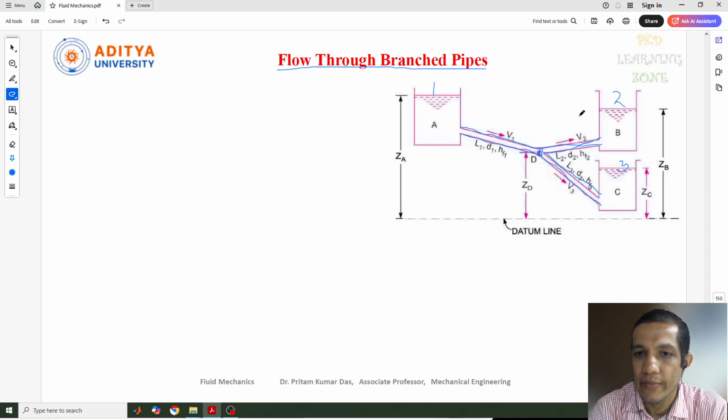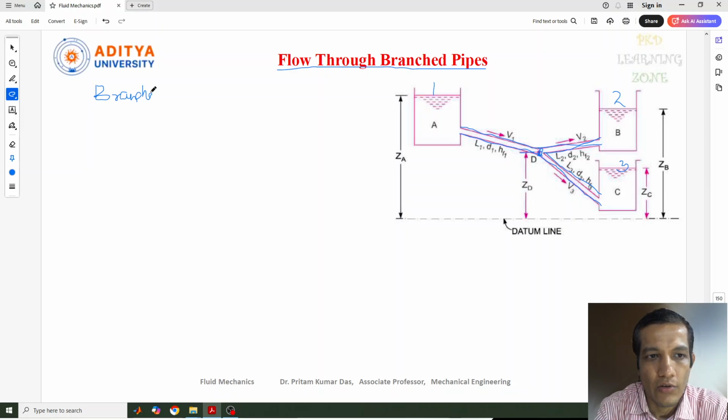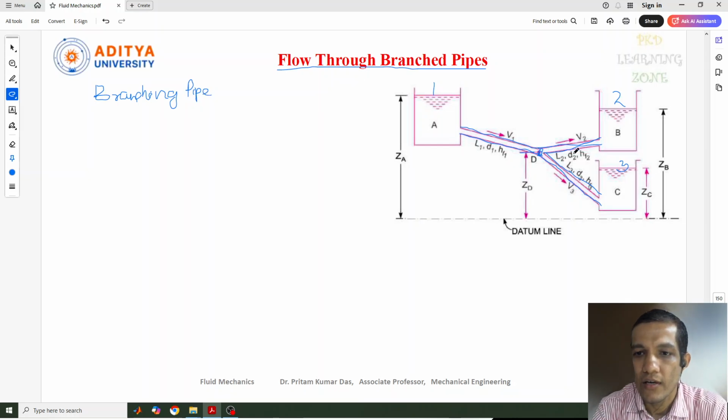Then the system is called a branching of pipe system. When multiple reservoirs are connected with a number of junctions or a single junction, then it is called branching of pipes.